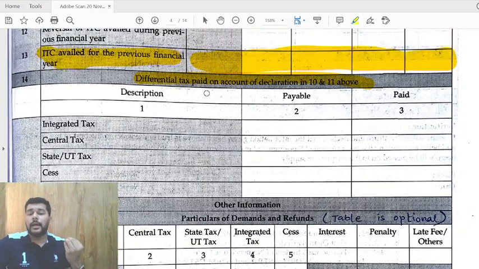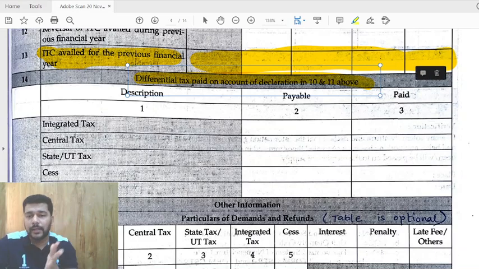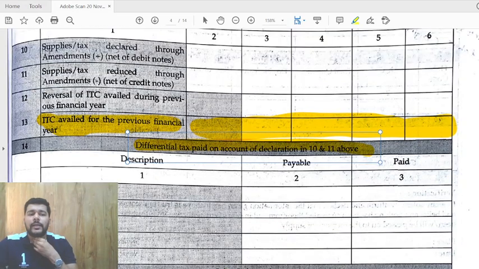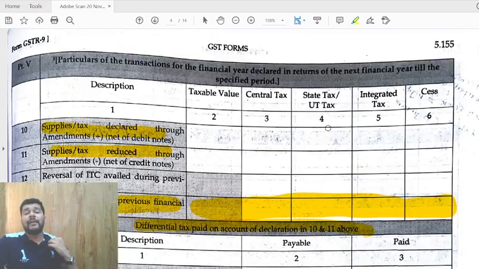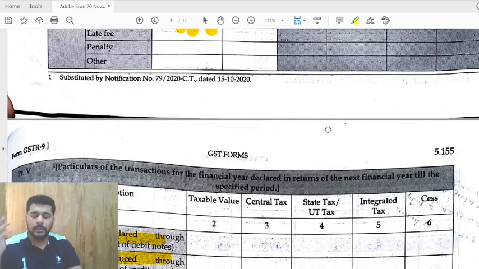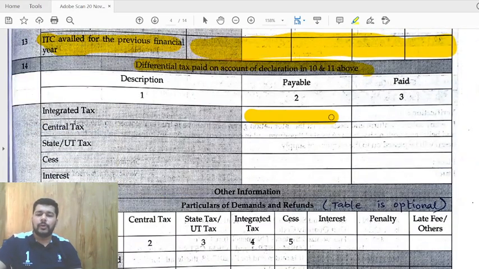नाउ आप बोलोगे यार यहाँ पे तो क्लियरली लिखा है दैट दिस इज डिफरेंशियल टैक्स पेड ऑन अकाउंट ऑफ डिक्लेरेशन इन 10 and 11 अबव. आई अग्री, बट अगर समझो मेरा ये भी हुआ है कि इवन इफ आई फॉरगॉटन टू डिक्लेयर इट इन 10 and 11 बट फिर भी मुझे रियलाइज होता है दैट मेरे बुक्स में कोई ट्रांजैक्शन है which I have missed out to pay tax, GSTR 1 में मैंने रिपोर्ट नहीं किया, 3B में मैंने टैक्स नहीं भरा, even till 30th November I have not done so, then please ensure that you are doing it and you can add that amount over here.